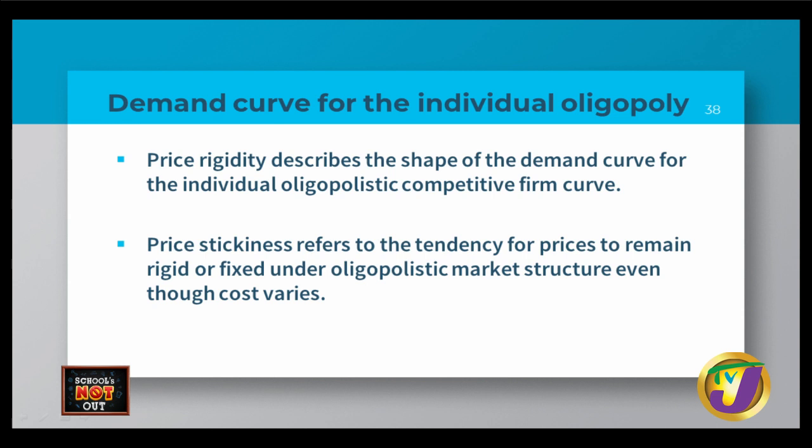Some terms that you may come across when you're doing your revision are price rigidity, which describes the shape of the demand curve for the individual oligopoly firm, and price stickiness, which refers to the tendency for prices to remain rigid or fixed under the oligopolistic market structure, even though costs vary.